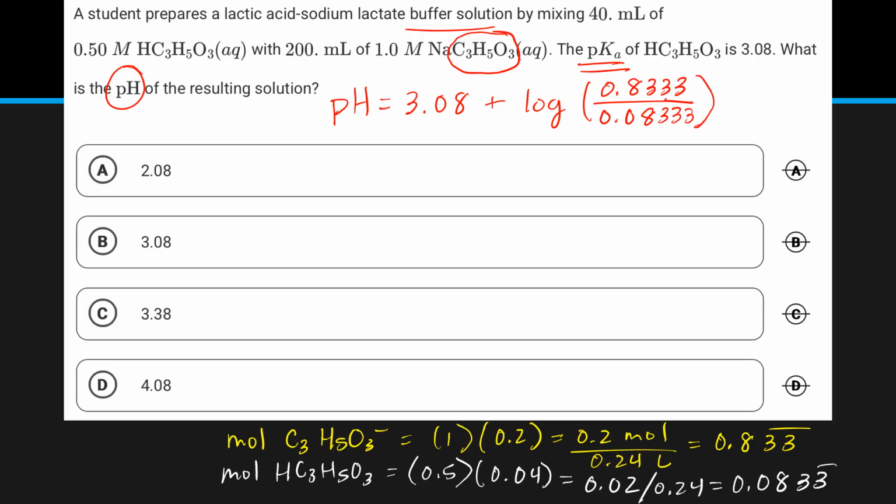So then we can go ahead and solve for pH. And that pH is going to give us 4.08, which is our answer.